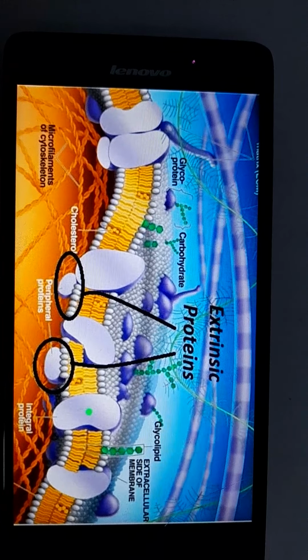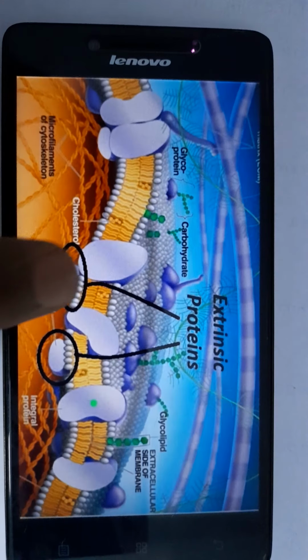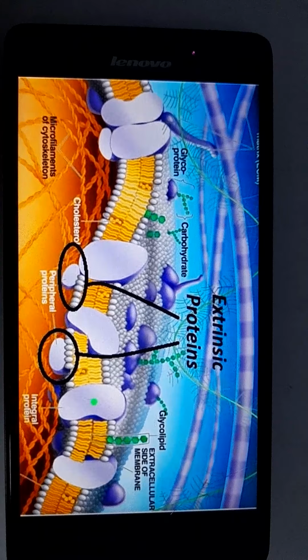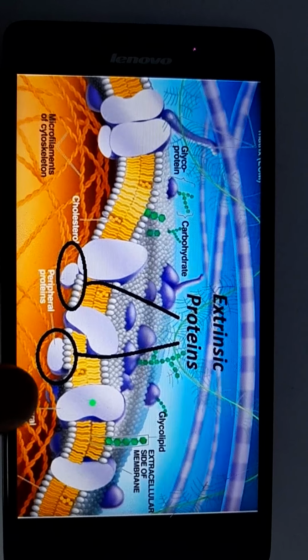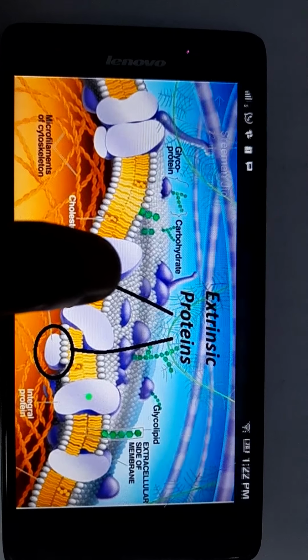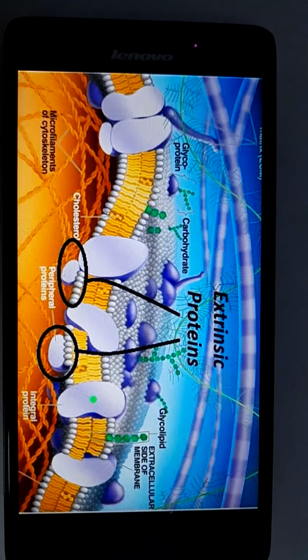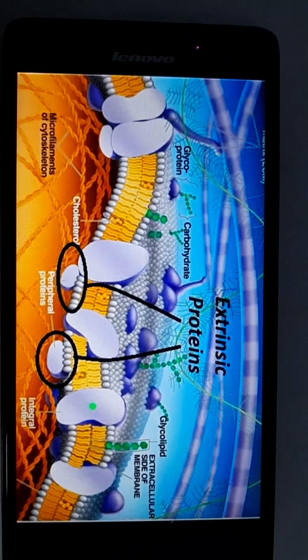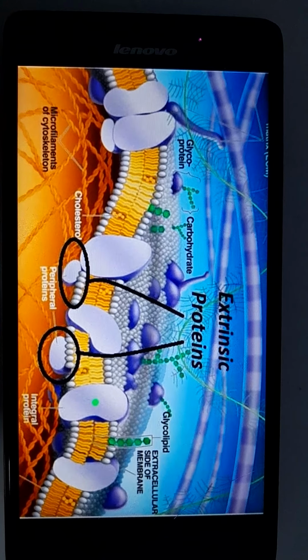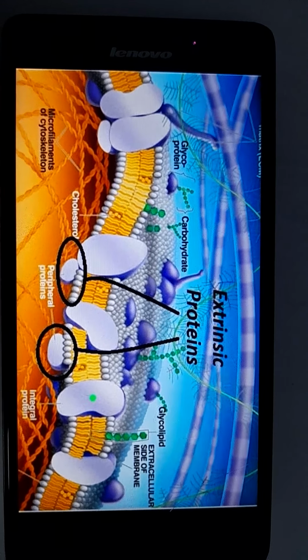Extrinsic proteins are also called peripheral proteins. Here peripheral proteins are present. Next, intrinsic proteins are integral proteins. Here peripheral proteins are attached to the head portions of phospholipids. Intrinsic proteins are integral proteins. These integral proteins are intermingled.